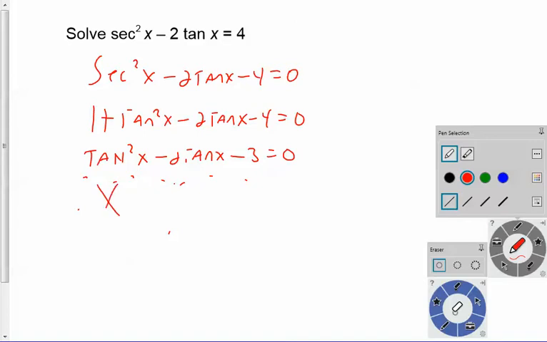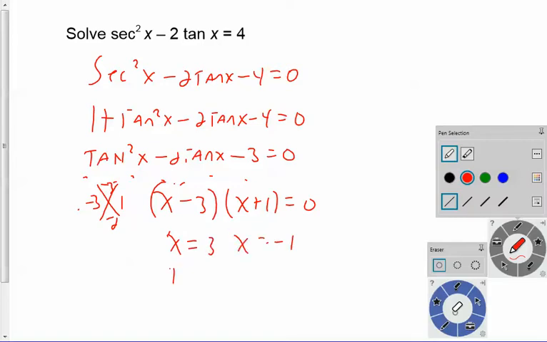So yeah, that's negative 3, negative 2. So that's negative 3 and 1. So then you got x minus 3 times x plus 1 equals 0. So then x equals 3 or x equals negative 1. So you got the tangent of x equals 3 and the tangent of x equals negative 1. So you take the arctan of those and don't forget to add k pi to it. So this would be the arctan of 3, which you can find in your calculator.